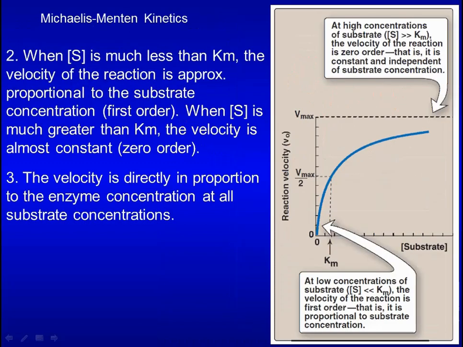When substrate concentration is much lower than Km, the velocity of the reaction is approximately proportional to the substrate concentration. On the other hand, when the substrate concentration is much greater than Km, velocity is almost constant. Third feature, velocity is directly proportional to the enzyme concentration at all substrate concentration levels.